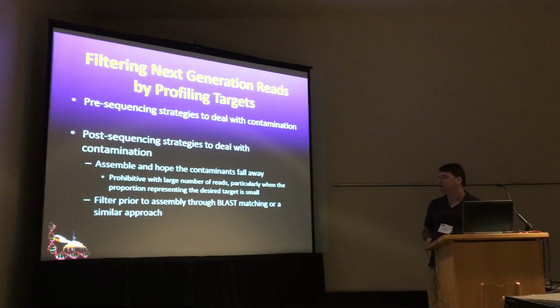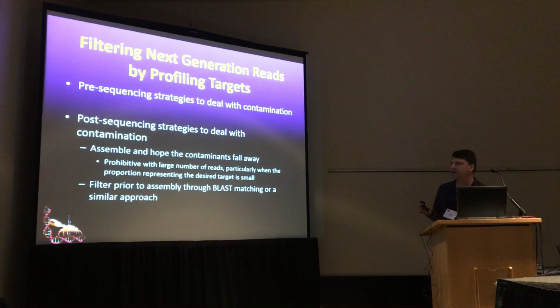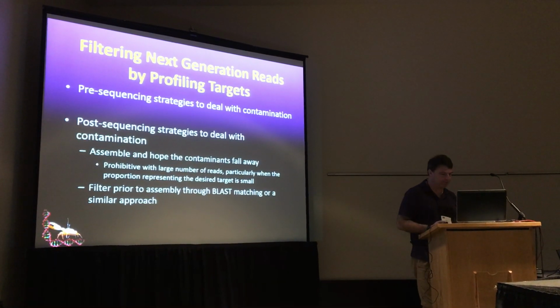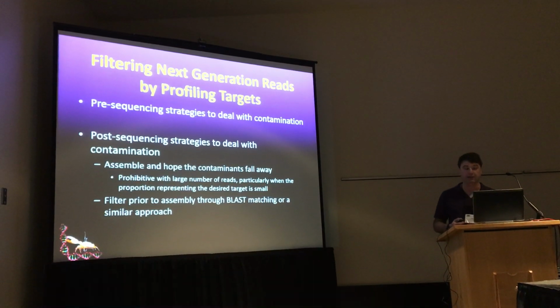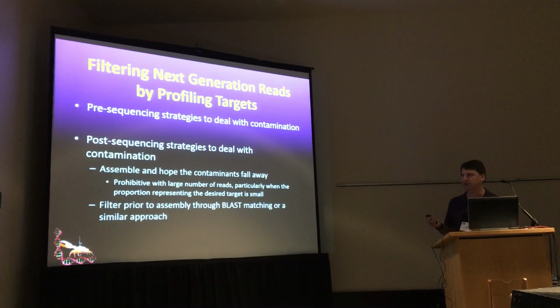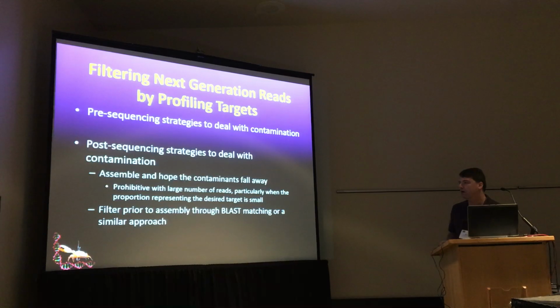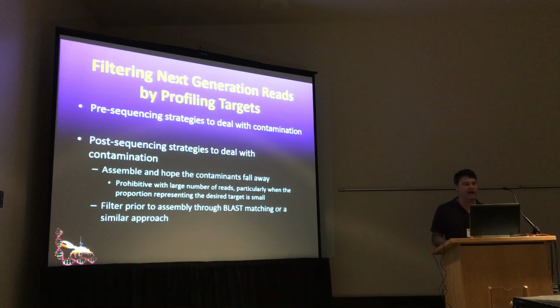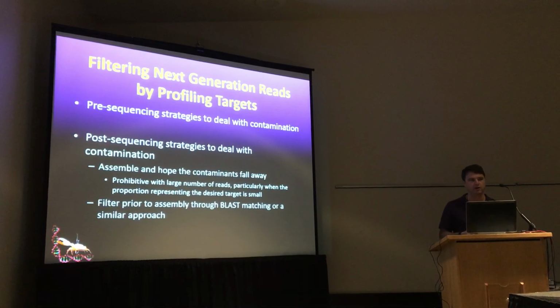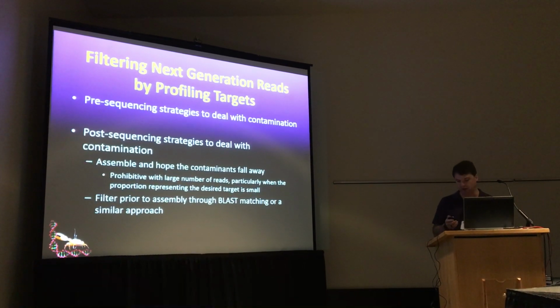Chaff falls away. This can be prohibitive when the number of reads is very large and when the proportion of the reads that represent what you want is really small. Your assembler then chokes if it's unhappy with you. You can also try to filter prior to assembly. One example would be to just BLAST everything and try to figure out which reads might be what you want and get rid of the other ones.